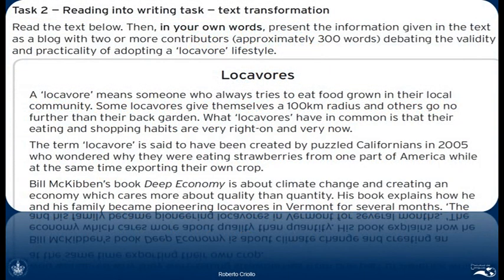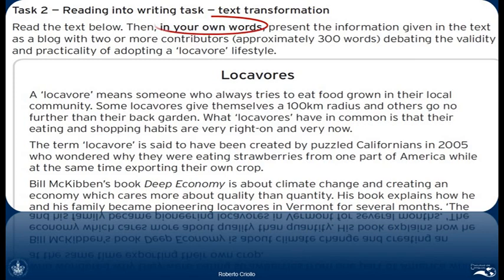An example from Trinity College London, Integrated Skills in English. Let's look at the instructions. Read the text below, then in your own words, present the information given in the text as a blog with two or more contributors, approximately 300 words, debating the validity and practicality of adopting a local board style. So the person has to read the text first and then write it in the form of a blog.